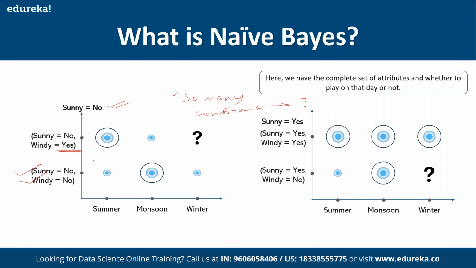So we need to understand, based on these conditions, how the probabilities will change. If you see here, if it is sunny, yes, and if it is windy, yes, then whether it is summer, monsoon or winter, all the time is an ideal condition to play football. If it is sunny, yes, and if it is windy, no, then monsoon is the best way to play football. So these are different conditions, and using Naïve Bayes we are just putting some numbers onto it.